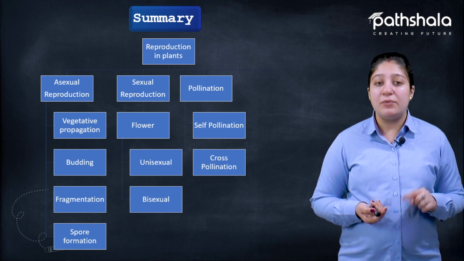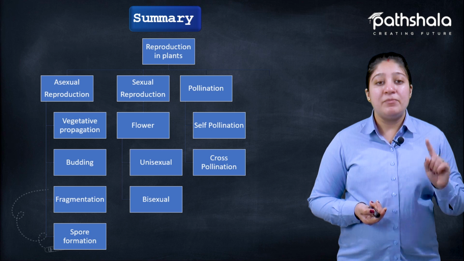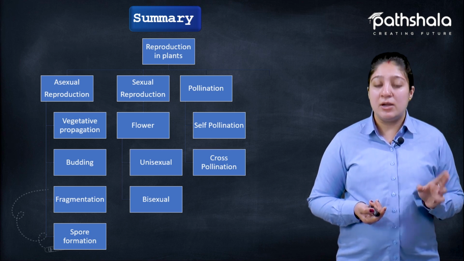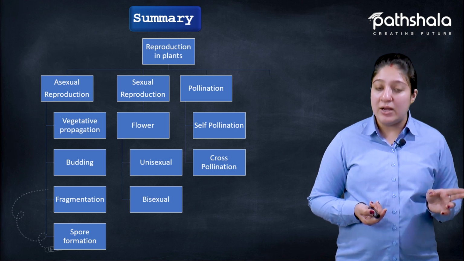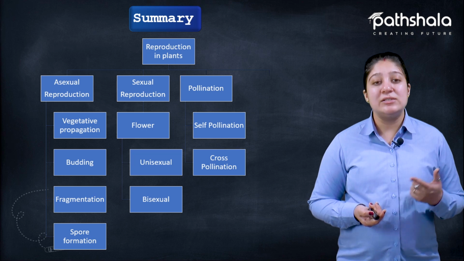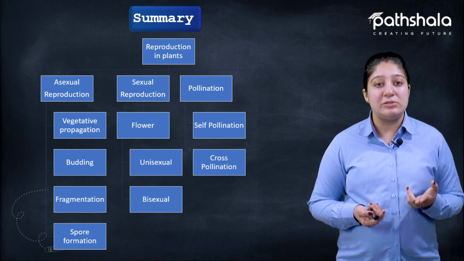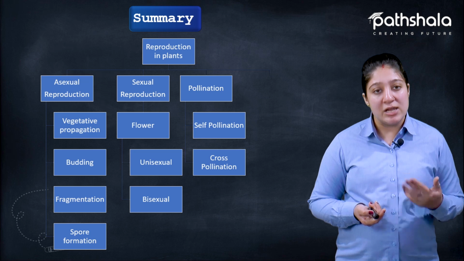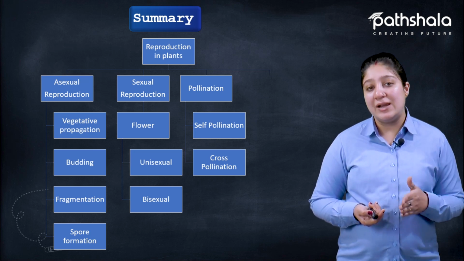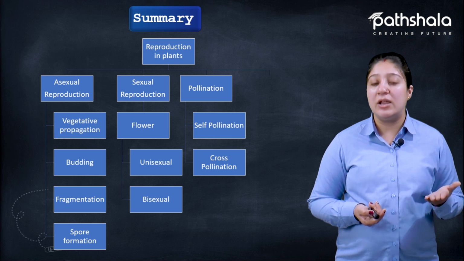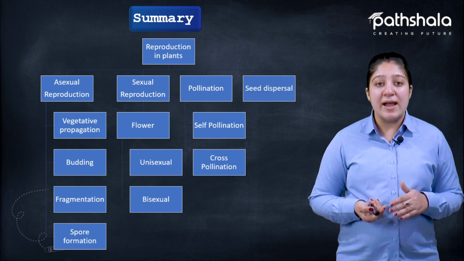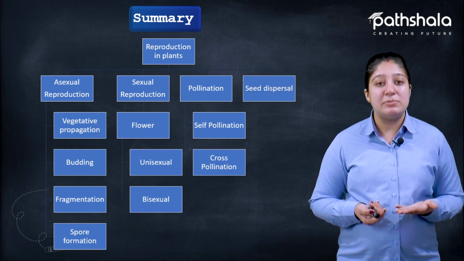But in the case of cross-pollination, what happens? The transfer of pollen grains takes place from the anther of one flower to the stigma of another flower. But the condition for that is both the flowers should be of the same species, then only the further process of fertilization will take place. Otherwise, after pollination, no fertilization will take place if the transfer of pollen grain took place in different flowers. And at last, we have discussed seed dispersal.